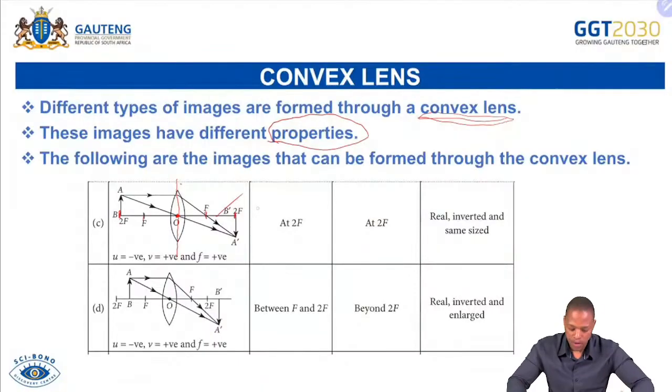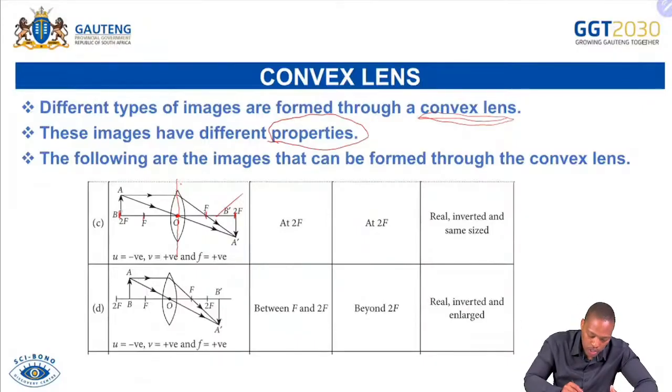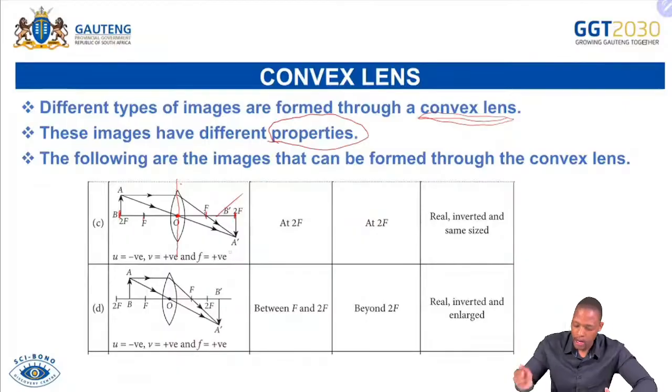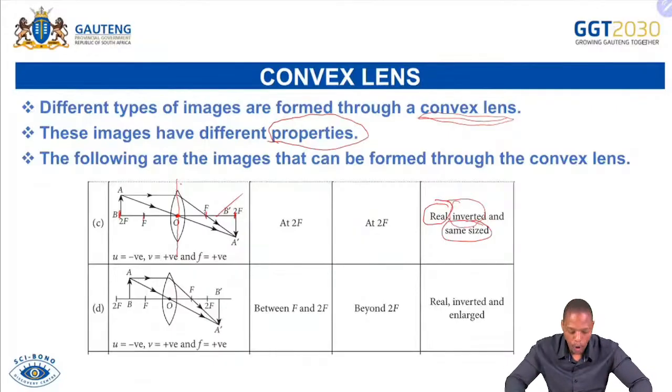Okay, now we start forming the image. If in your convex lens the object is right on 2f, double the focal length, the image will be formed exactly on 2f on the other side. That's where the image will be formed. And what are the properties of that image? That image will be real, and that image will be inverted, and you say that image has the same size as, or is equal to, the object itself.